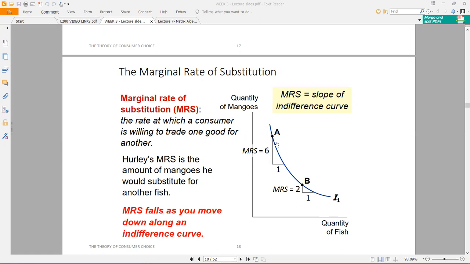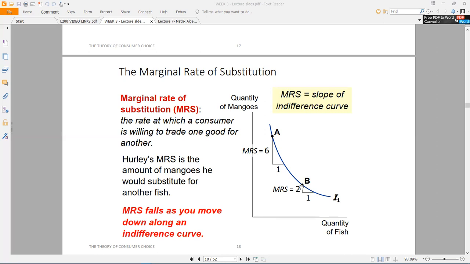But as you move down to point B, you realize that the marginal rate of substitution has decreased from 6 to 2. So at point B, this individual is only willing to sacrifice 2 units of mangoes for an extra unit of fish. And the reason is that if you are at point A, this individual is consuming so much of mangoes. So just sacrificing some for fish doesn't really affect him. He doesn't really care much about that.